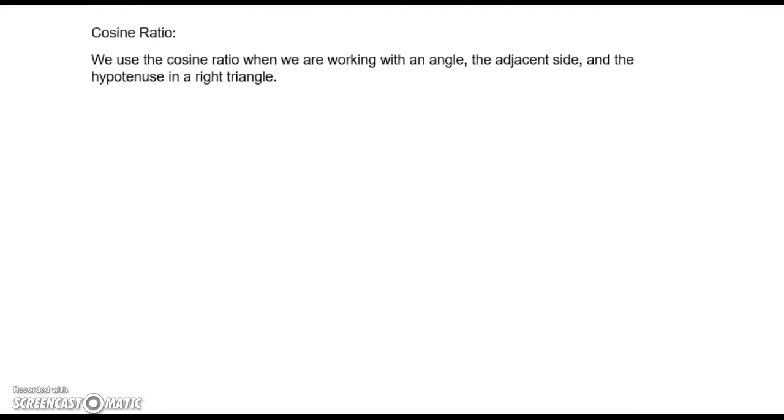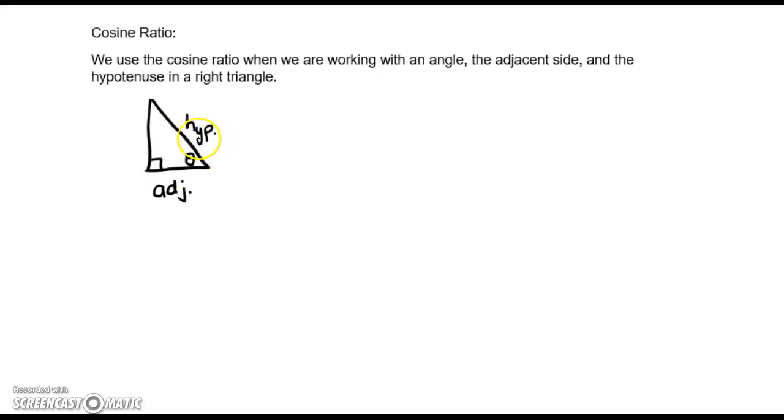So let's look at the cosine ratio now. When we use the cosine ratio, this is when we are working with an angle, the adjacent side, and the hypotenuse in a right triangle. So say I have a right triangle and our angle is down here in the bottom. Labeling our triangle, the adjacent side is the side that's connected to your angle that is not the hypotenuse. That is going to be this side right here. That is your adjacent, because across from the 90-degree angle is your hypotenuse.